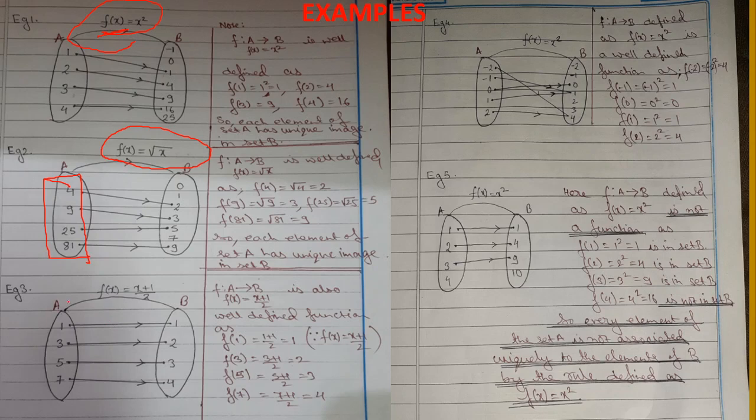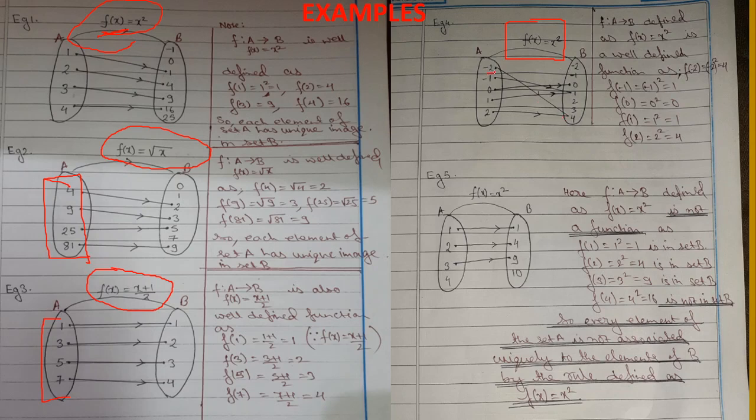Next, f is defined from A to B, and this is how we have defined f(x) = (x + 1)/2. And here also we see that every element of set A has unique image in set B. Example 4, here f is defined from A to B, and definition is this: f(x) = x square. Clearly under this rule each element of A has unique image.